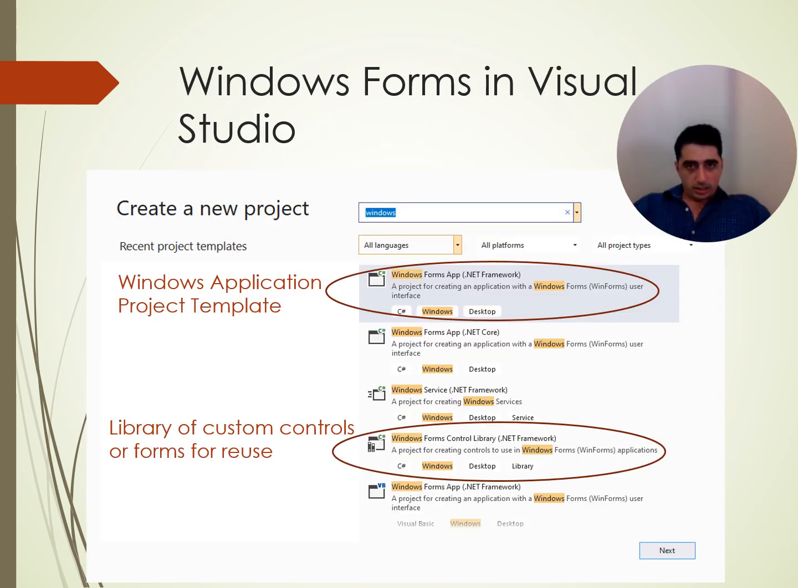All right, so now let's take a quick look at how to use Visual Studio to create a new Windows form. When Visual Studio starts up, you can search for a new project. You can search for Windows Form applications. We care more about the first choice here, the Windows Form App, which is basically a nice empty template for Windows application projects.